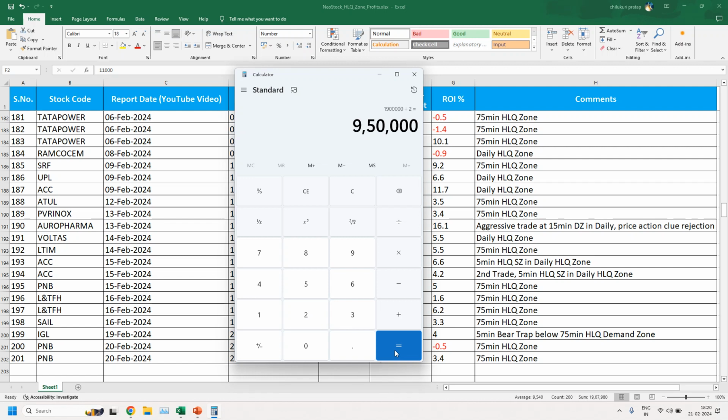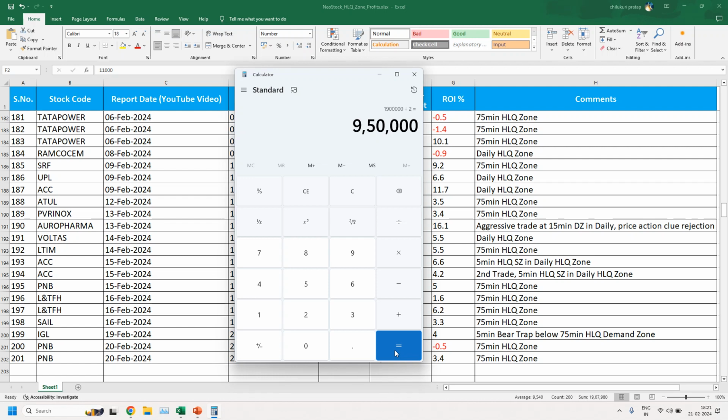That means your investment is only 2 lakhs per trade. And at a time you are taking only 1 trade until the trade closes, that means you exit from the trade. You are not taking the second trade on the same day. After closing the first trade only, you are taking the second trade. In such a situation, at least an average of 9,50,000 you would have got.